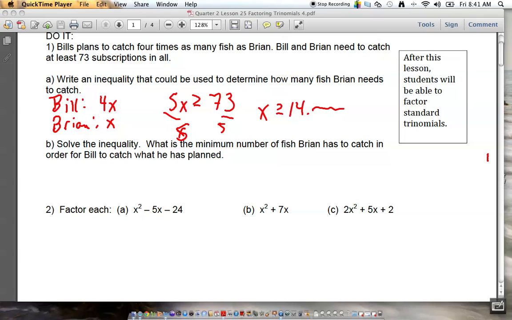15. Together it has to be 73. But Brian would be 15, and 4 times 15 is 60. So Bill is 60, and now between them you have at least 73 fish, namely 75. Okay? Any questions? Very important application of inequalities, to think about those integral values, maximum, minimum integral values like you had on the quiz. Next up, factor each.